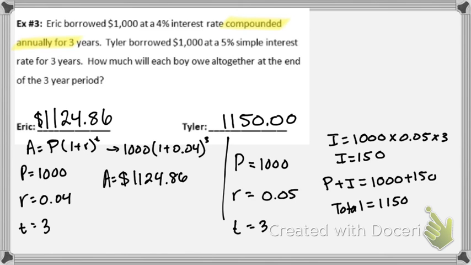Okay, and it says how much will each boy owe altogether at the end of the 3 years. So Eric will owe a little bit less than Tyler because of the compounding, while Tyler only used simple interest. Okay, so Eric owes the least amount.